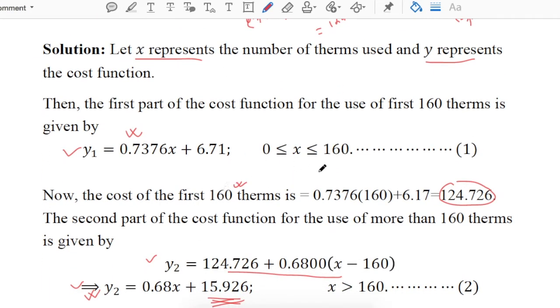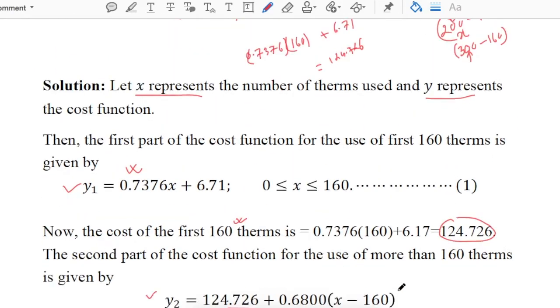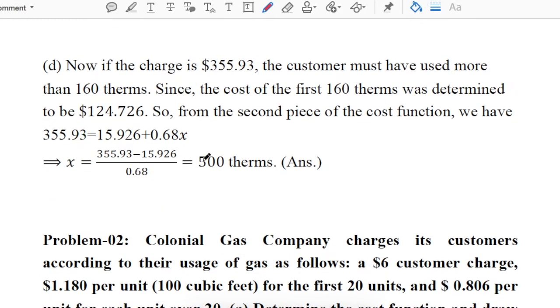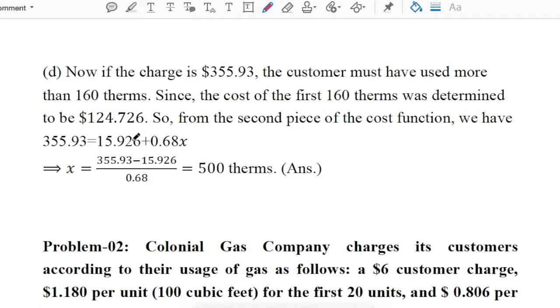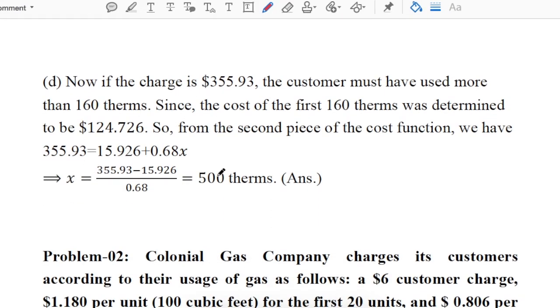If you look at here, the customer type 1 will pay maximum this amount. If you are within this range, if you are using 0 to 160 therms, then your maximum charge will be 124.726. And here the given charge crosses this amount. So you need to use the second function in order to calculate x. So that is here, you see we use second function. 355.93 equal 15.926 plus 0.68x. That will give us 500 therms.